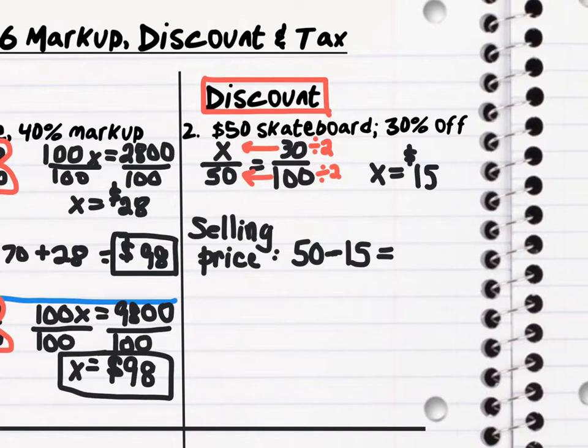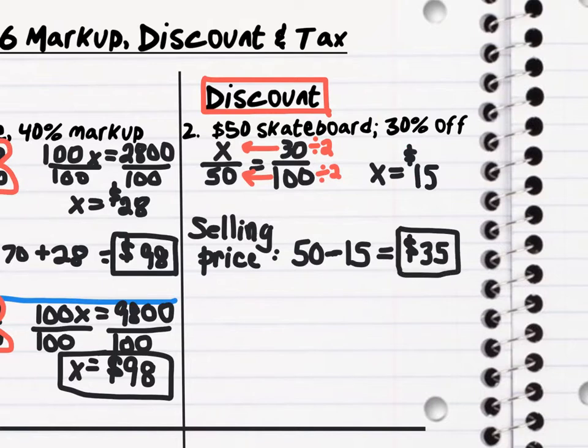Is we would need to subtract 15 from 50. So again, pause the video if you need to so that you can copy all of it down. The selling price is 50 minus 15, which would then be $35. Okay, so that's our new price, our selling price.